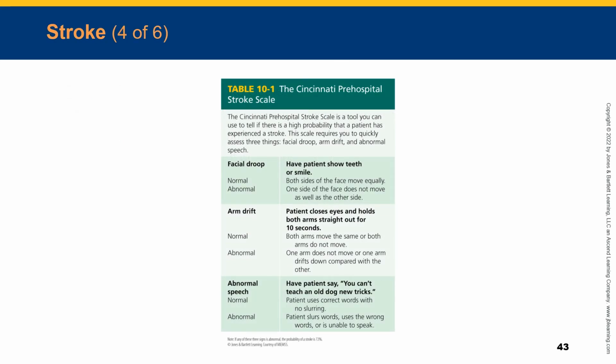This is Table 10-1 from your text, which is a nice consolidation of the Cincinnati Pre-Hospital Stroke Scale. This is another one of those things that you need to not only know but be fully competent with, because you will use it in the field.